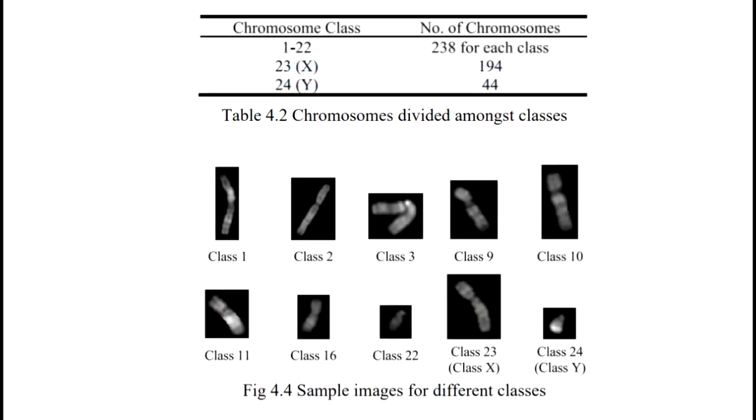We use the public dataset which is available with the Biomedical Imaging Lab. It contains 5,474 grayscale images where the classes from 1 to 22 have 238 chromosomes each, while 23, which is the X chromosome, and 24, which is the Y chromosome, have 194 and 44 images respectively. We used 4,370 images for training and 1,104 images for testing.